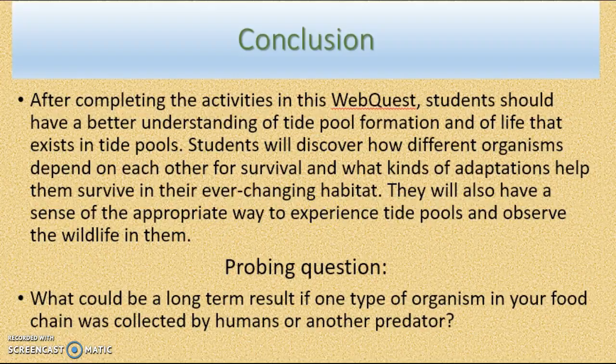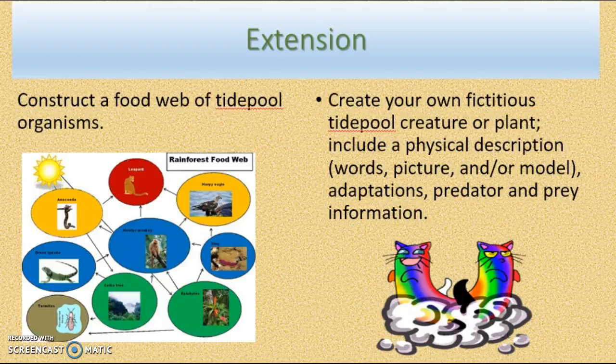And so one probing question extending your thinking could be, what might be a long-term result if one type of organism from your food chain started being hunted by another predator or collected by humans? What could happen? And some extensions of this web quest might be to construct a food web of tide pool organisms, since you made a food chain. So here would be an extension by including more organisms in a food web.